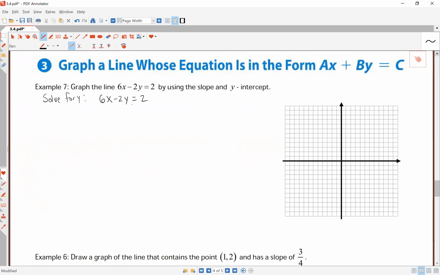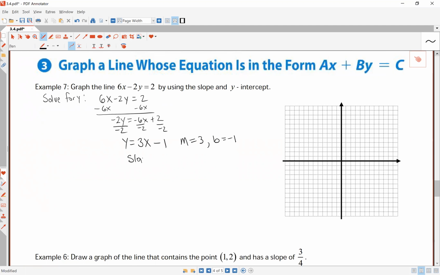We achieve this by subtracting 6x from both sides. To get y by itself, we divide by -2, giving us y equals -6 over -2, which is 3. And 2 divided by -2 is -1. We get y equals 3x minus 1. So we see that m is 3 and b is -1.